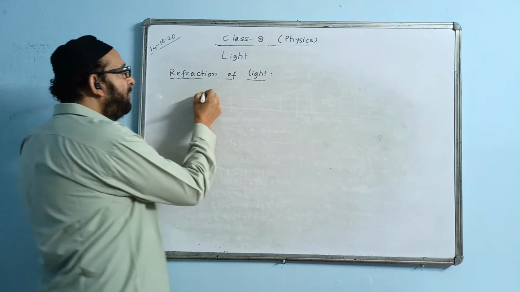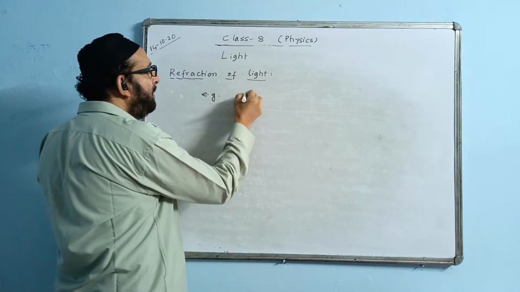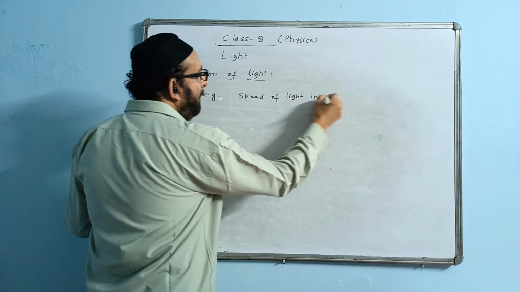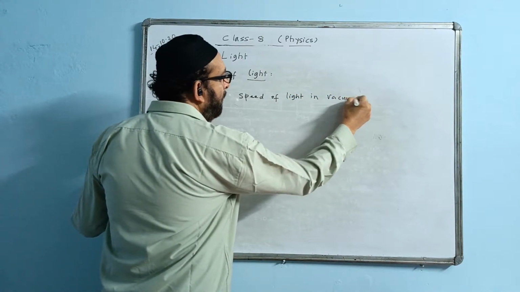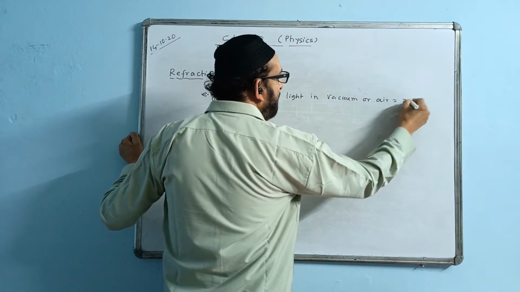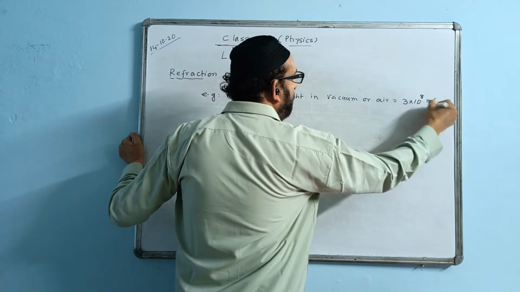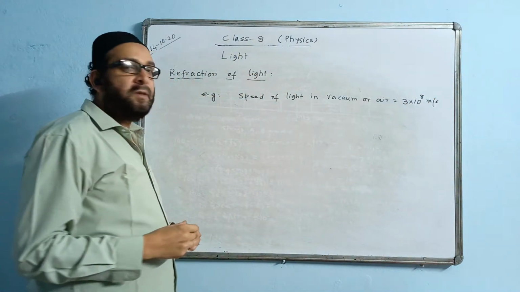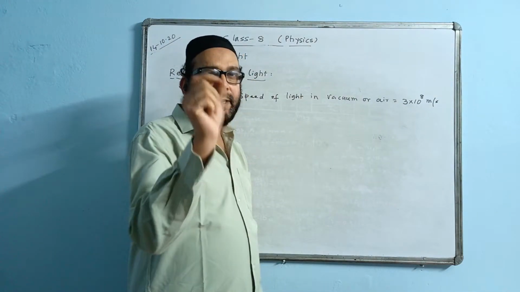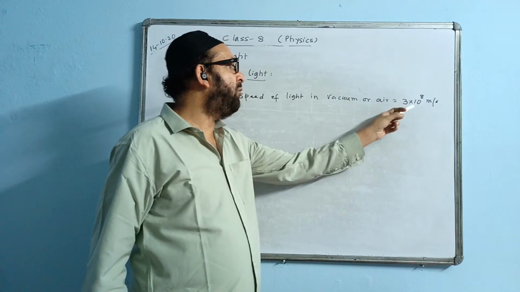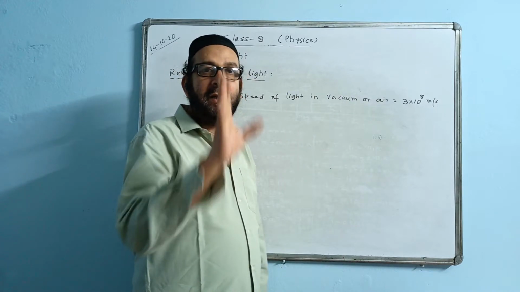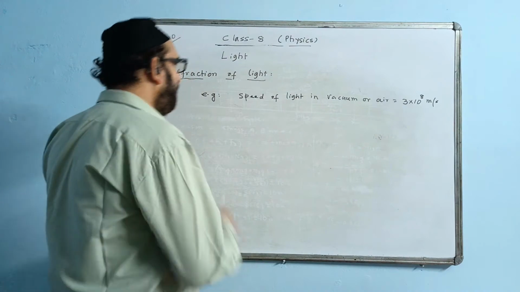For example, we write out the speed of light. The speed of light in vacuum or air is 3 into 10 to the power of 8 meters per second. This is the value of the speed of light in vacuum. In air, the value is slightly less, but approximately we take it equal to this value. We consider the speed of light in vacuum or air nearly equal, and the value is 3 into 10 to the power of 8.